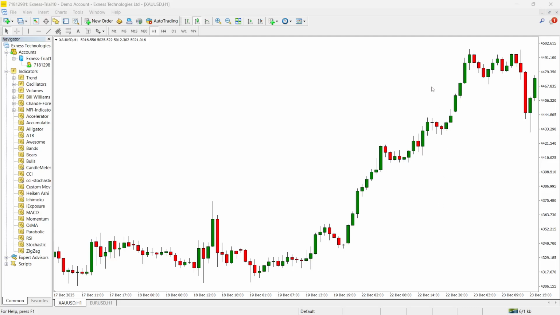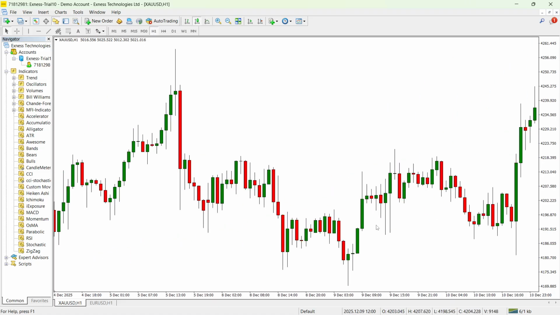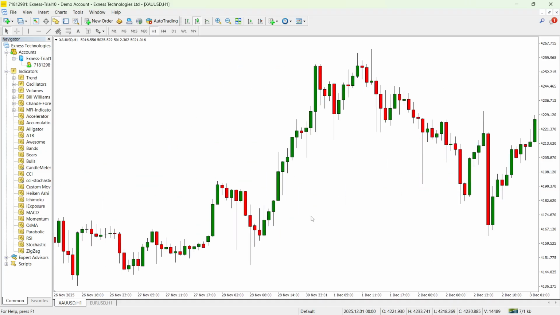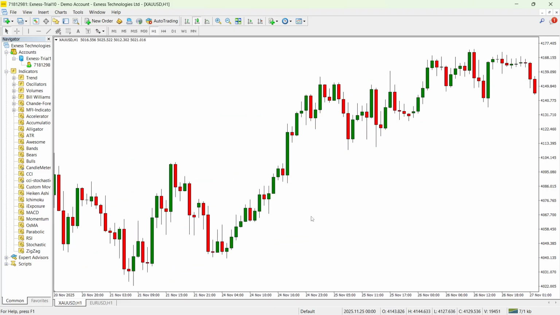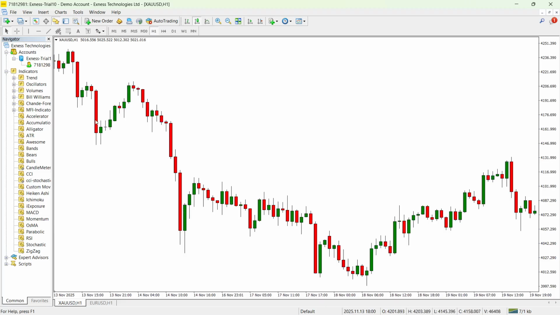Hello traders, in this video we are looking at the BW MFI indicator for MT4. This is an oscillator based on the money flow index that measures the flow of money into and out of a market using both price and volume, helping you spot overbought and oversold conditions.